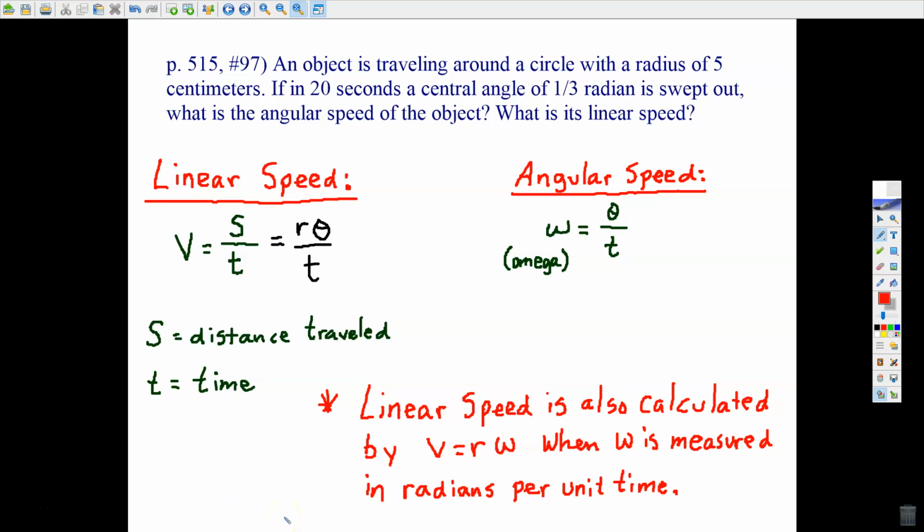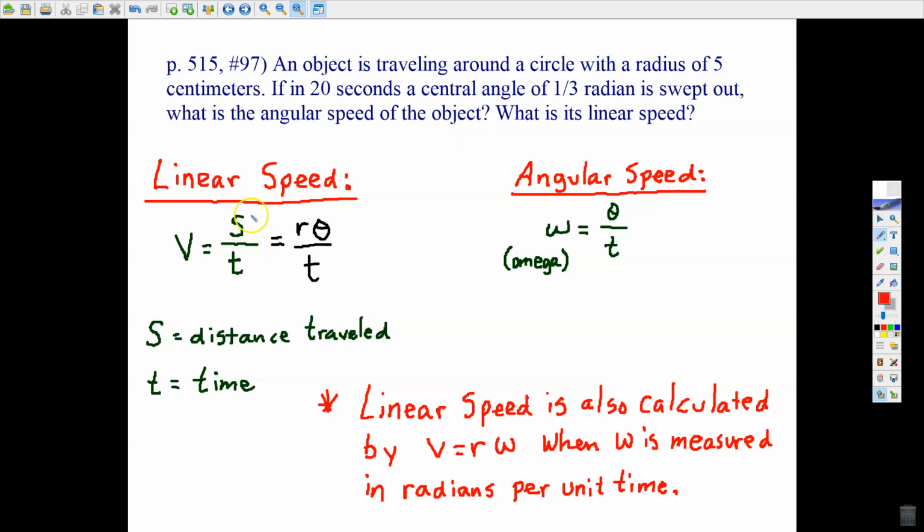Okay, so we just have a couple more problems in your notes. We'll give you a couple more formulas involving the linear speed of an object that's traveling around a circle, and then this other formula known as angular speed. So pretty easy. Here is what you'll use, obviously, if you're trying to find linear speed. So an object is traveling around a circle with a radius of 5 centimeters. If in 20 seconds a central angle of 1/3 radian is swept out, what is the angular speed?